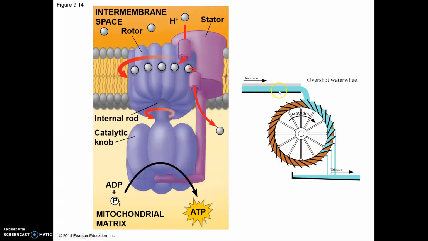So here we have water flowing in from the top. It comes into these little buckets on this wheel. It turns the wheel, and this wheel can then turn a generator generating electricity, or it can be turning a millstone to grind wheat. Now, this is ultimately turning this internal rod, and that internal rod is going to cause a conformation shift in this catalytic knob, which again is fixed.